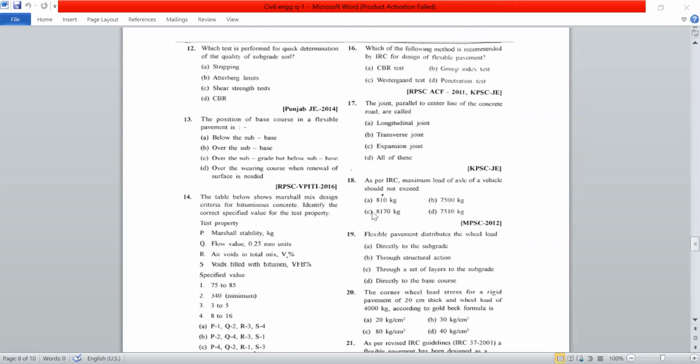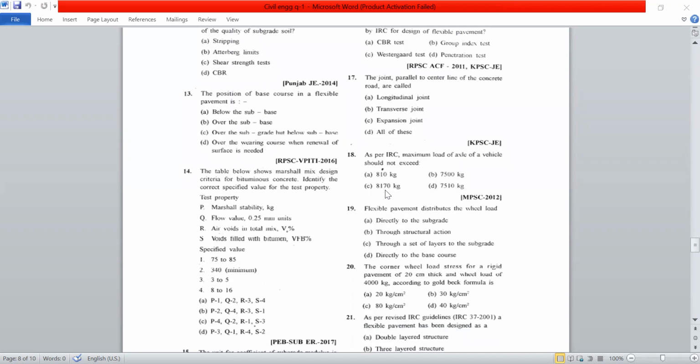Which of the following method is recommended by IRC for design of flexible pavement? CBR test. The joint parallel to center line of the concrete road is called a longitudinal joint. As per IRC, the maximum load of axle of a vehicle should not exceed 8170 kg. Flexible pavement distributes the wheel load through a set of layers to the subgrade.